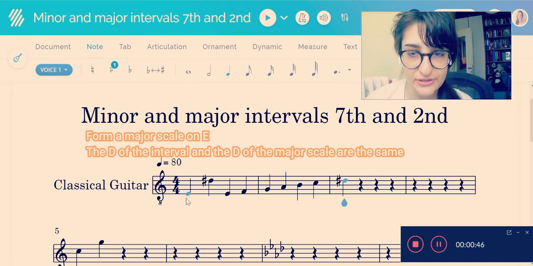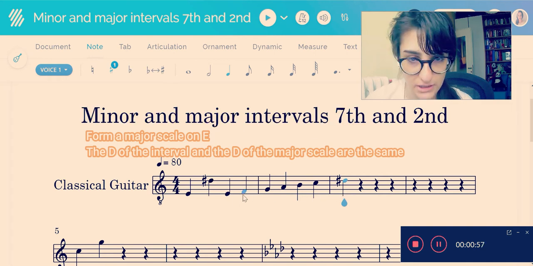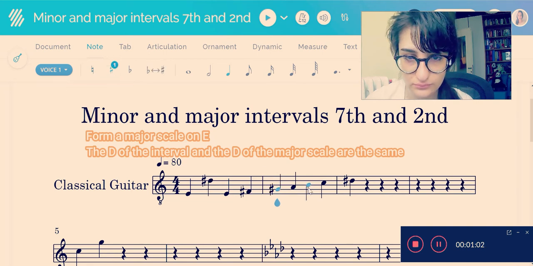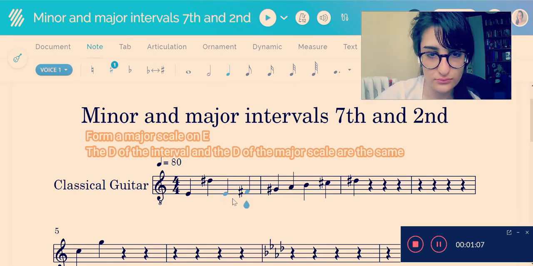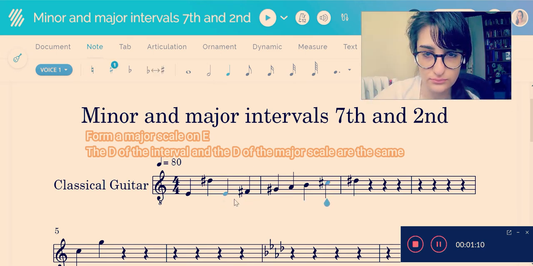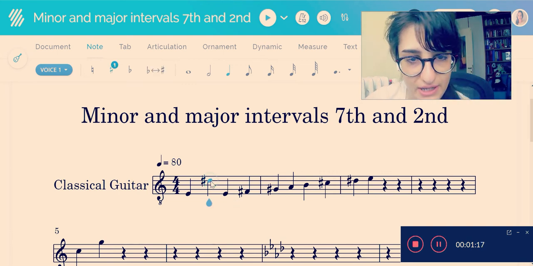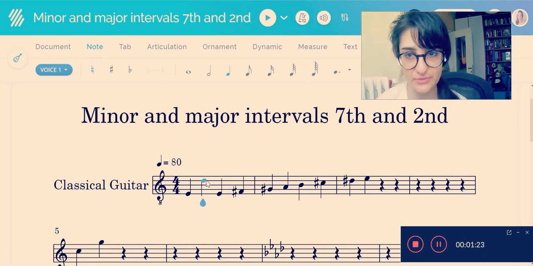How do I know that? Because if I form a major scale on E, the D sharp of the interval and the D sharp of the major scale are the same. Let's actually form a proper major scale on E. Okay, good. Now, if I do E to D, the interval is minor.